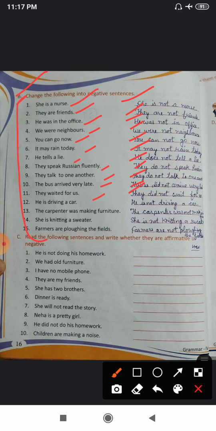Number 12. He is driving a car. He is not driving a car. Number 13. The carpenter was making furniture. The carpenter was not making furniture. Number 14. She is knitting a sweater. She is not knitting a sweater. Number 15. Farmers are ploughing the fields. Farmers are not ploughing the fields.